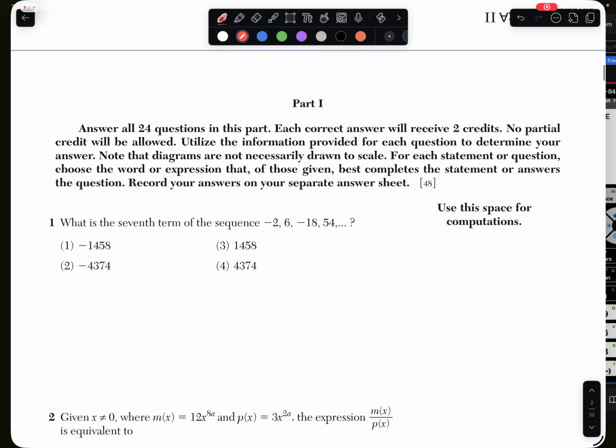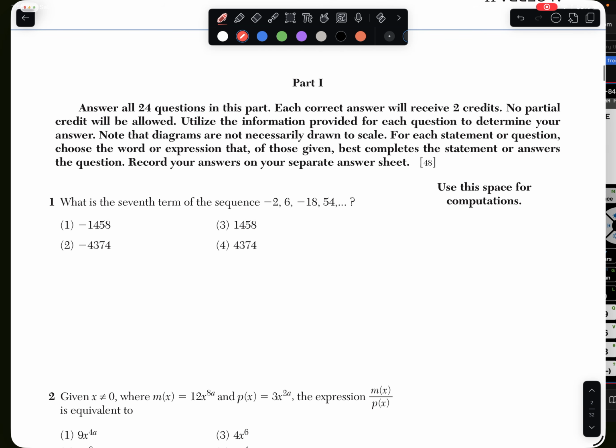Alright, so with all the math Regents, you're going to start off with part 1, where it's all multiple choice. It's 24 questions with 4 choices, and my tip is to never leave any of the questions blank. You won't lose points for not getting a question correct, but you will lose points if you have no answers.